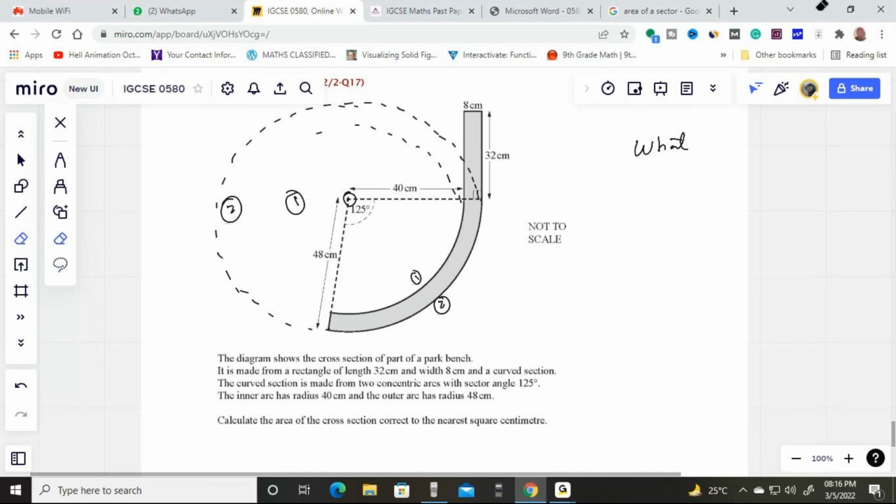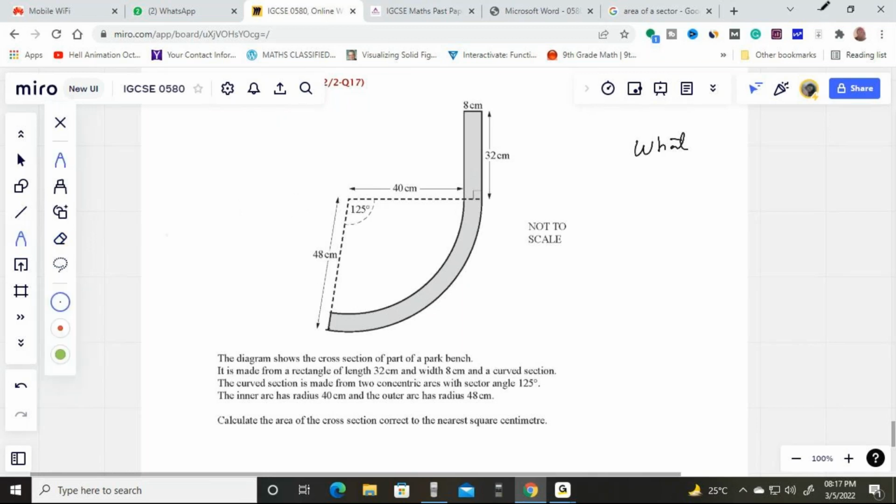So note down in your notebook what exactly a concentric is. Now, what you need to do here in this question: the inner arc has radius 40, this is 40 from here to here, and the outer arc has the radius 48. There is a difference of 8 centimeters.